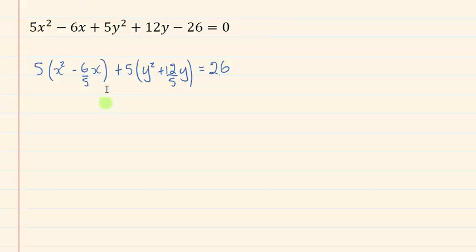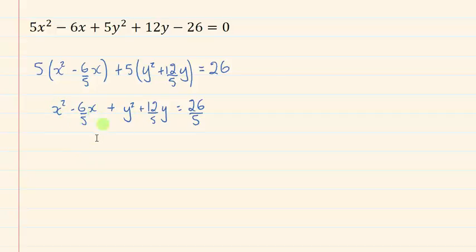For the next step I'll divide through by 5. That'll make things a bit simpler at this stage. So that will give me x squared minus 6/5 of x plus y squared plus 12/5 of y equals 26 over 5. Because when I divide this bracket by 5, it cancels that 5. Dividing this bracket by 5 cancels that 5. And 26 over 5 is what we get on the right hand side.